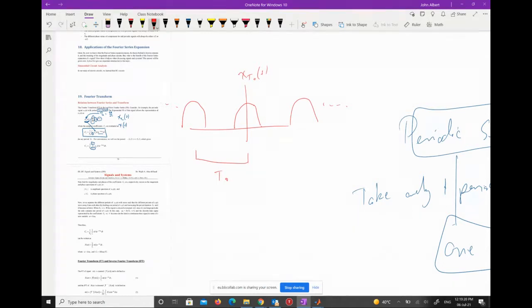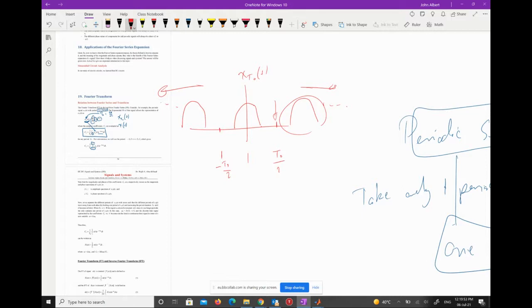Let's imagine that what I did is I kept the shape of the signal from minus T0 over 2 to T0 over 2. I kept the shape of the signal exactly the same, but I separated those periods. Think of it as I have added zeros in here. I've taken those periods and moved them away from each other.